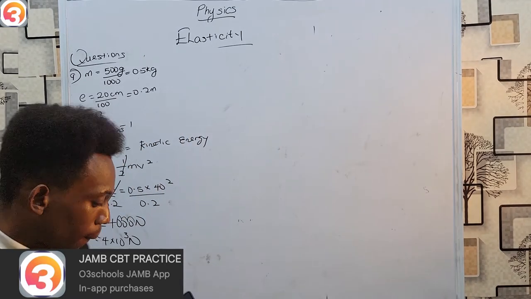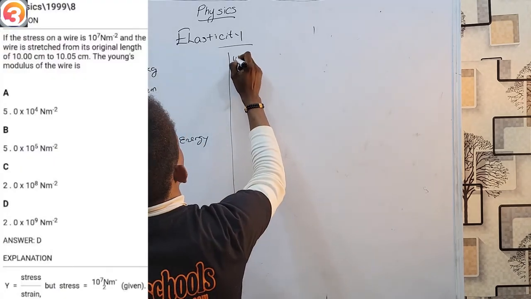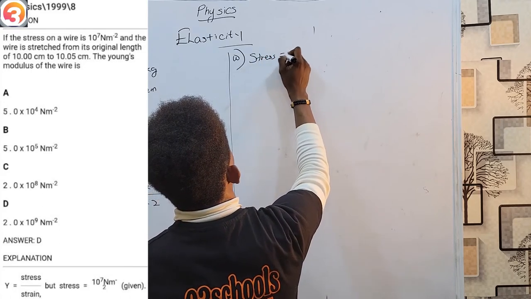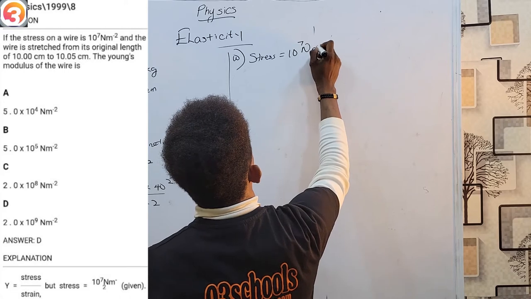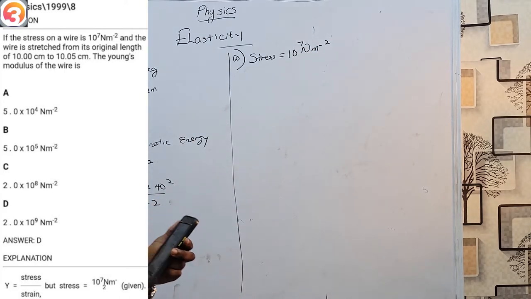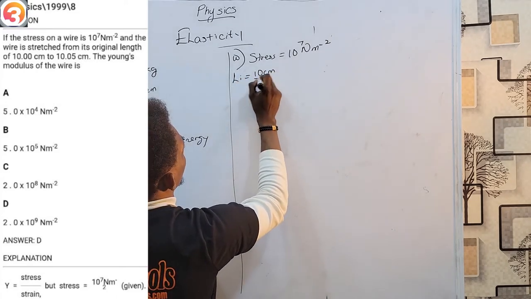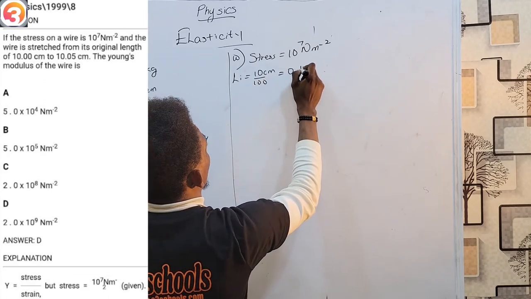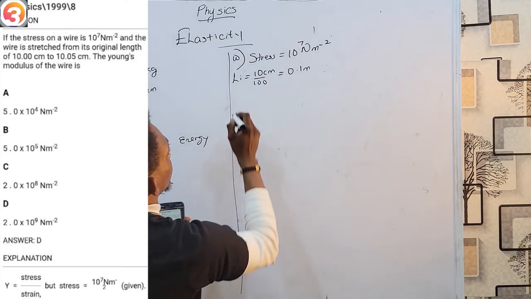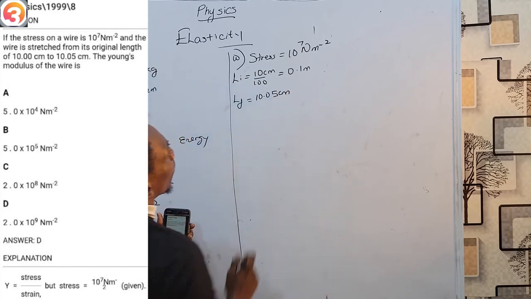In this one, we are told if the stress on the wire is 10^7 newton per meter squared, and the wire is stretched from its original length of 10 cm, we know now original length is 10 cm, convert to meters. That's 0.1 meters, to 10.05 centimeters. So the final length is 10.05 centimeters.